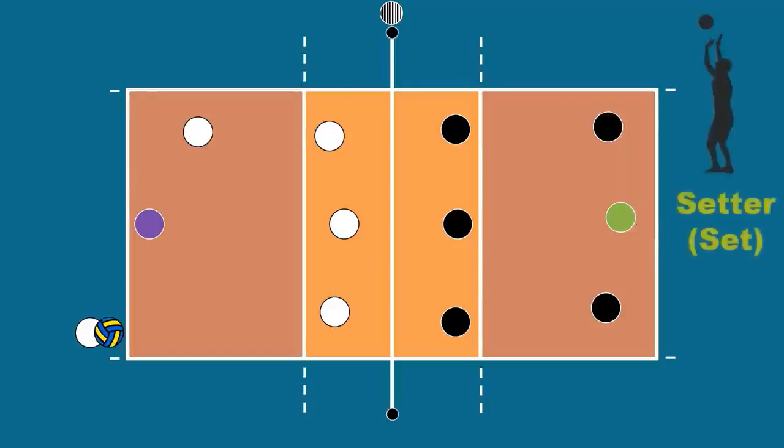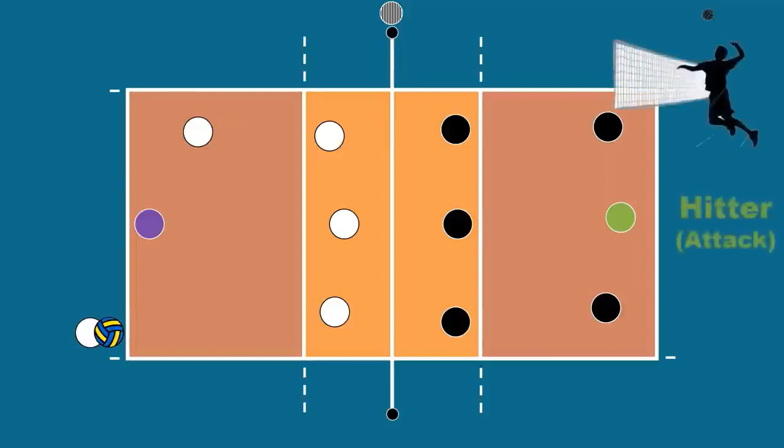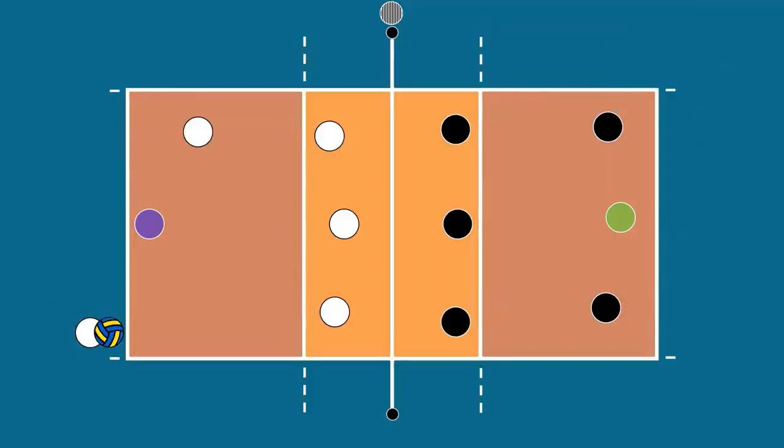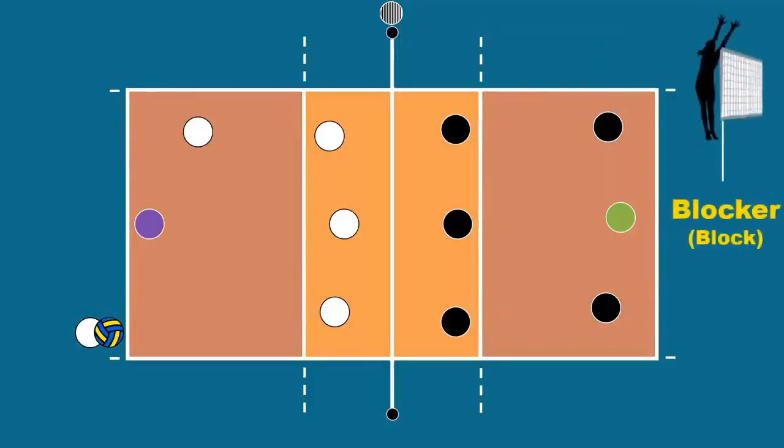Then there's a setter who sets the ball. So typically you would have 1 or sometimes maybe 2 setters. And then you have the hitters. So typically there are 3 hitters on the team. And then there's a blocker. So there's mostly 1 blocker on the team. The job of the blocker is to stand close to the net and block the shots.